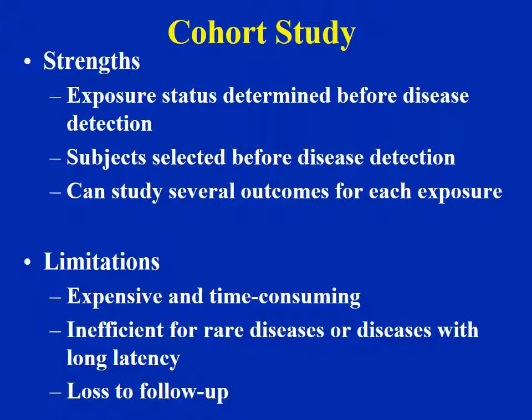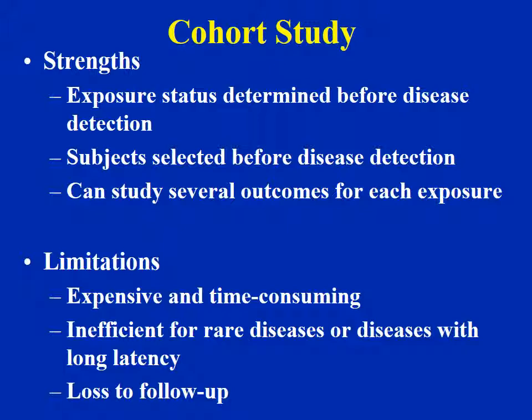The major strengths of cohort studies are that exposure status is determined before disease. So we have one of the key things that Hill suggested, which is temporality. Exposure occurred before disease. Subjects are selected before disease, and you can study several outcomes for each exposure, since you're not just classifying or selecting people based on their disease.